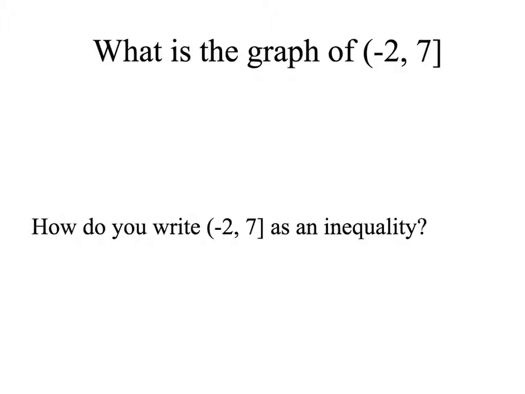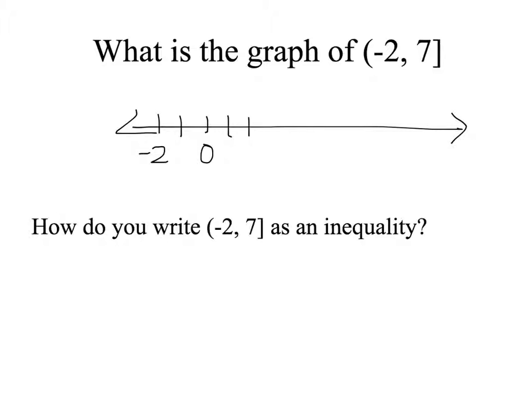Okay, what is the graph of the interval from -2 to 7? So we make a number line. We have -2, -1, 0, 1, 2, 3, 4, 5, 6, 7. Okay, open circle on -2 because of the rounded bracket. Closed circle or colored in circle at 7 because of the squared bracket. And then it's the interval between that, so we shade between those two boundary points.